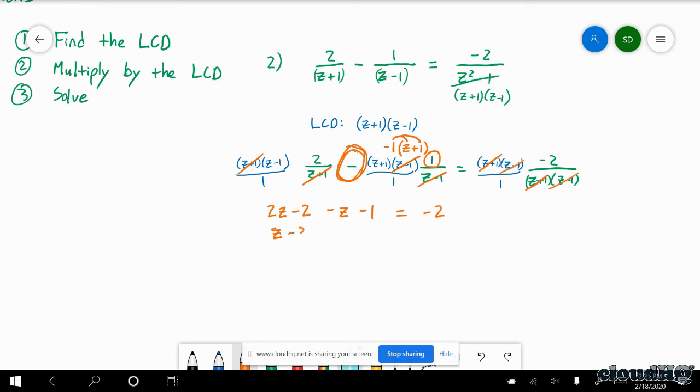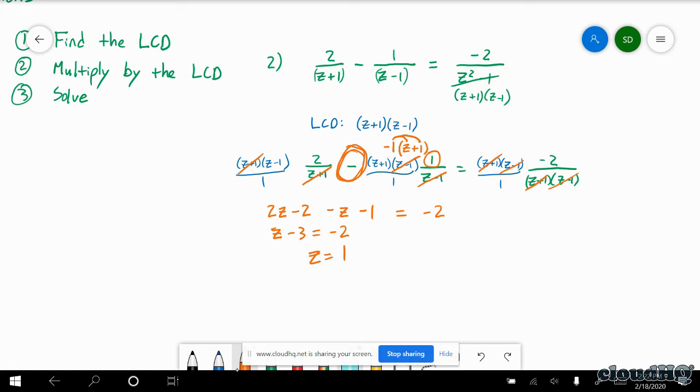Z minus 3 is equal to negative 2. Add 3 to both sides, giving us z equals 1. Does that answer work? No. If you plug that into the original equation, check out the denominators. First denominator is okay. 1 plus 1 is 2. Second denominator, 1 minus 1, 0.